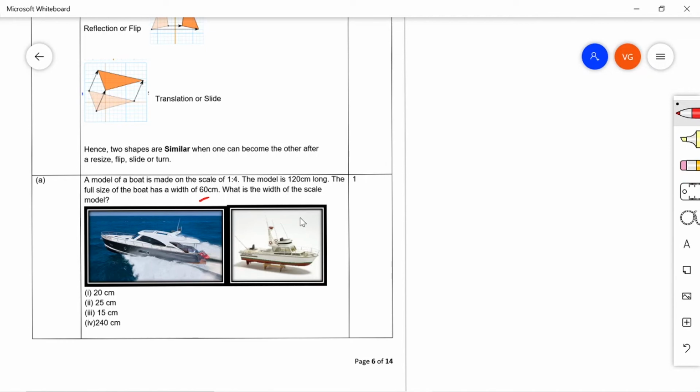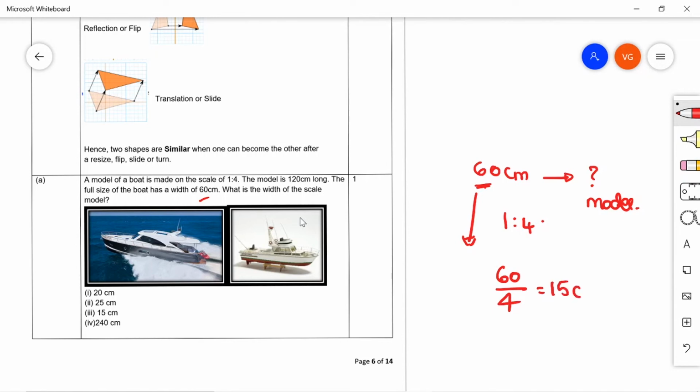So the original width of the boat they have given as 60 centimeter. Then what will be the width of the model they are asking? And they have given the scaling factor is 1:4. Means if it is 4 units, then you have to divide it to 1 unit. Means 60 divided by 4. It is 15 centimeter, right?